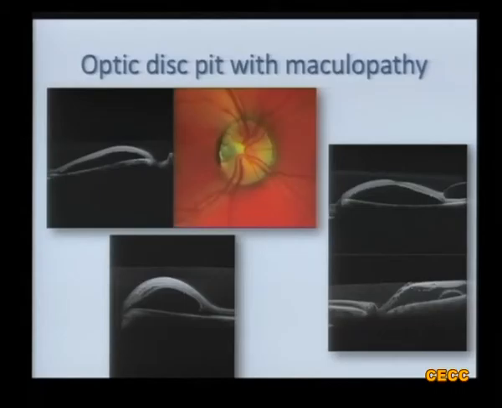Now, optic disc pit with maculopathy. This is a differential diagnosis for CSR. Whenever you see a patient with CSR, look at the optic disc, look for an optic disc pit. See, there are many theories about where the fluid in the subretinal space is coming from. Some people say it is from the subarachnoid space. Some people say that it is from the vitreous. So, one of the most favored theories is that the fluid has come from the vitreous.